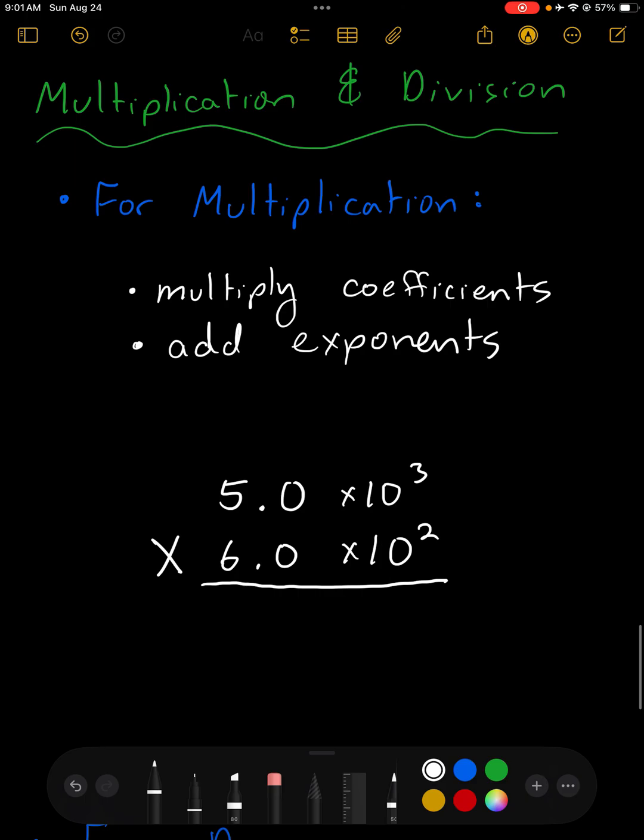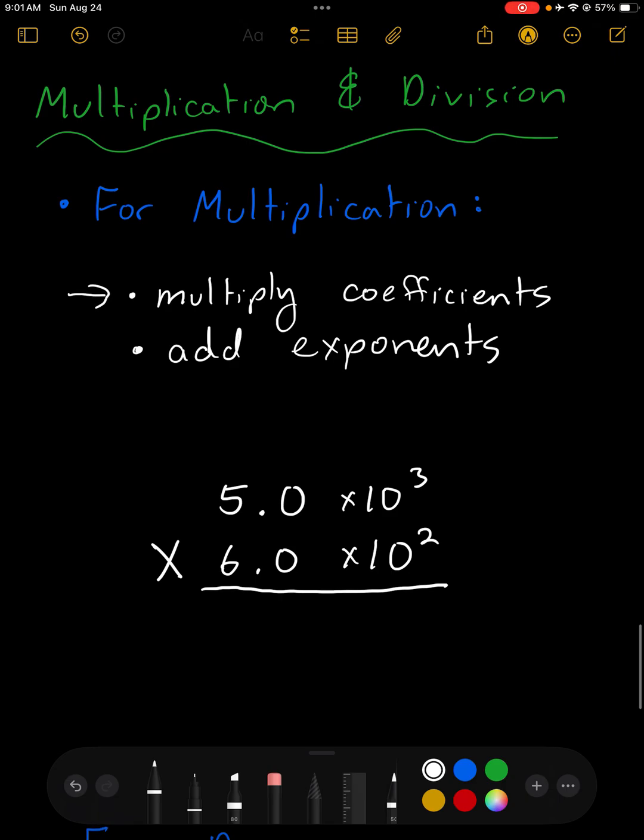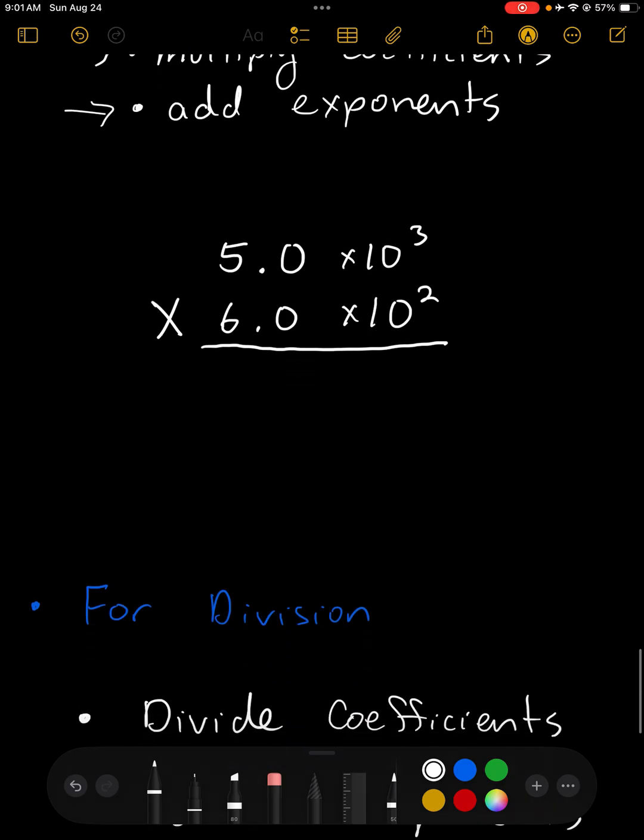For multiplication and division, this is what you're going to see the most in this class. It's very rare that you'll have to add numbers in scientific notation or subtract them, but you're going to have to multiply and divide them a lot. And so there's a little bit of a shortcut if you're doing that. If you're multiplying two numbers in scientific notation, you need to multiply the regular looking numbers, the coefficients, and you're going to add the exponents. So let me show you.